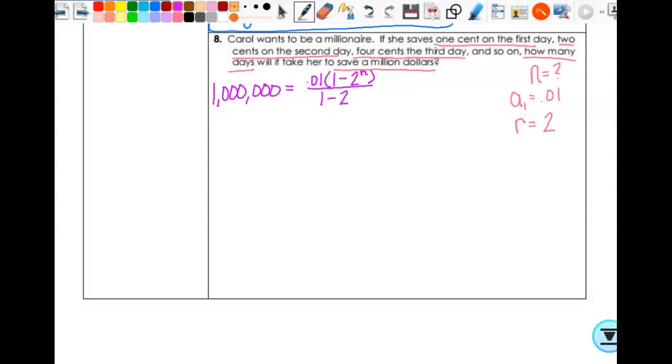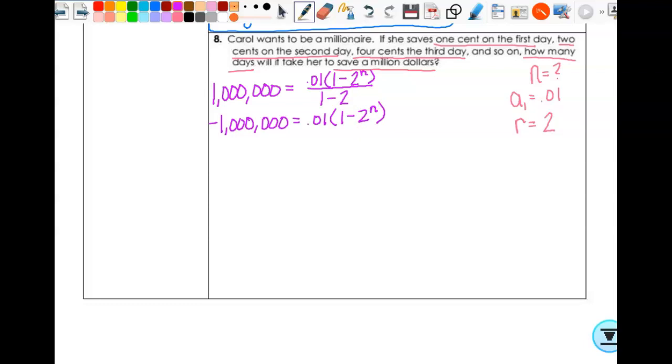Okay. So now, if I do 1 minus 2, that's a -1, right? So I'm going to go ahead and multiply both sides by a -1 and get rid of that. So I'm going to get a -$1 million equals 0.01 times 1 minus 2 to the nth power. Okay, everybody with me?